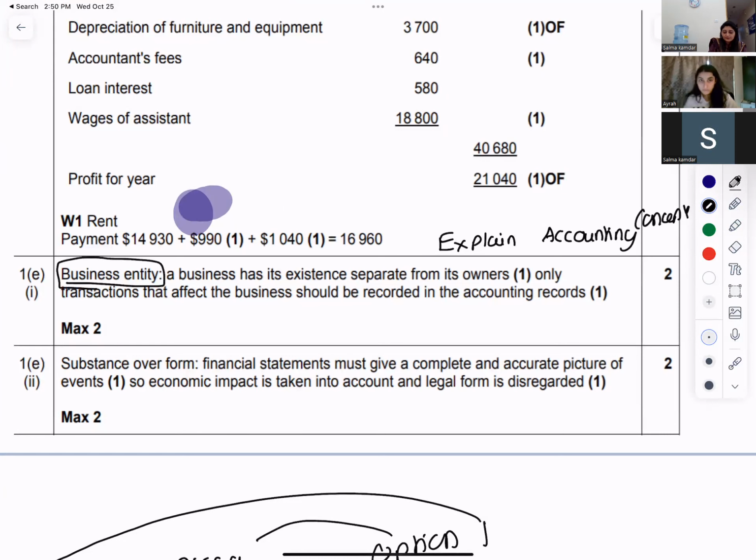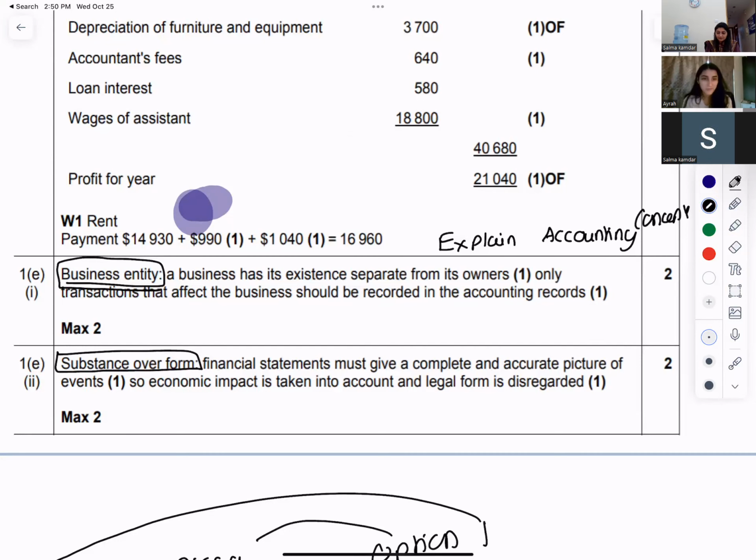It's only for 2 marks. So you'll say that the business should have a separate legal identity from its owner. Any transactions that affect the business should be recorded in their own accounting records. You only want to talk about business. Now, the accounting concept of substance over form.